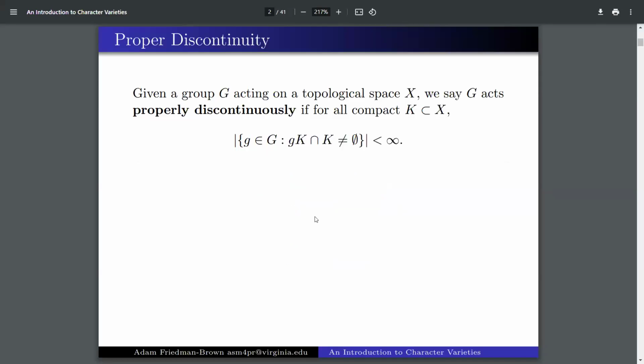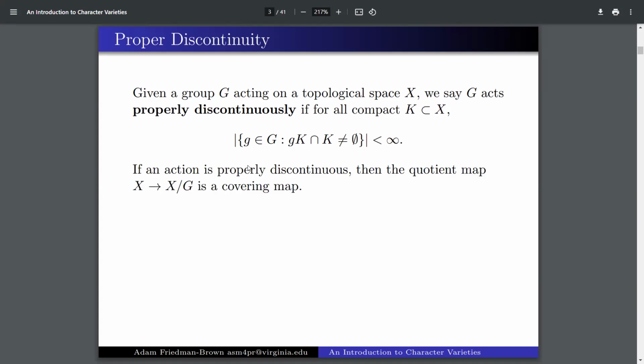So to start off, this is the main property we're going to be talking about during this talk: proper discontinuity. Given a group G that acts on some topological space X, we say that that action is properly discontinuous if for all compact subsets of the topological space, the number of elements of G such that the image of the compact set still intersects its original set has to be less than infinity.